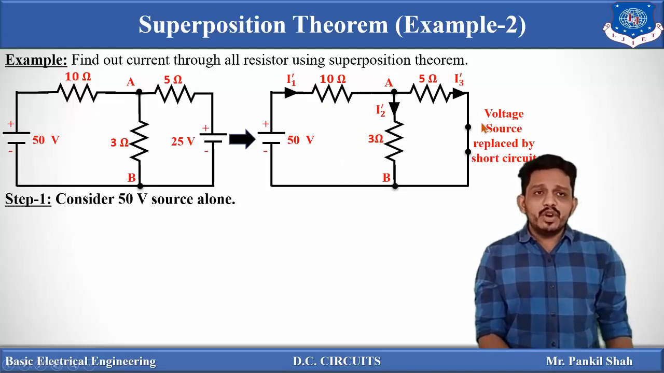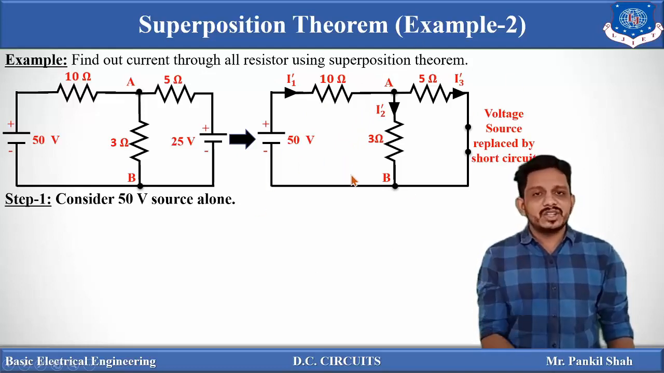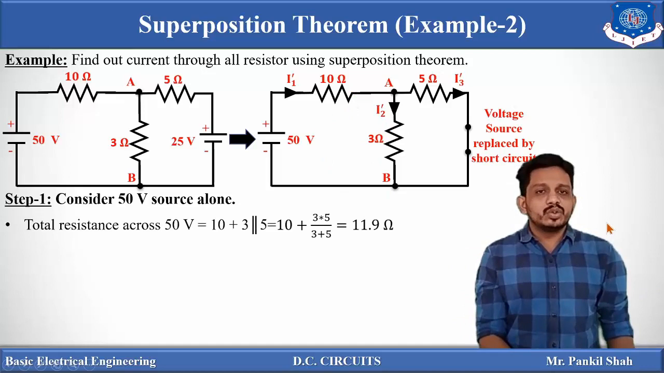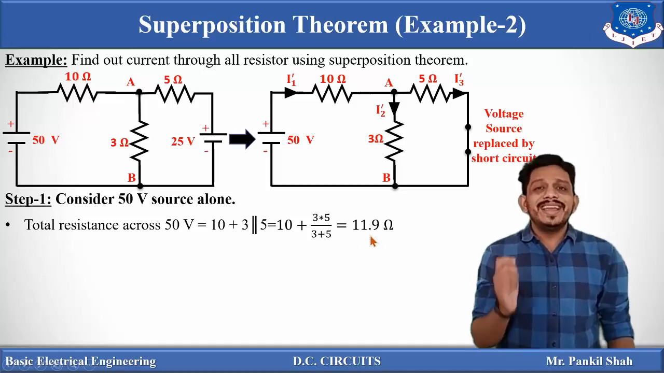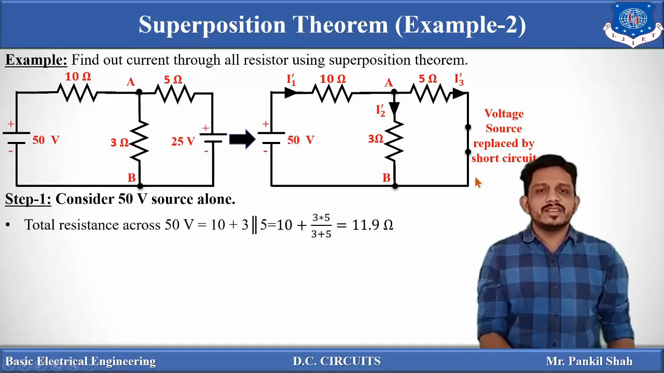Now, if you want to find all branch currents, then first of all you have to find the current drawn by this source, and that current is nothing but I1 dash. That is the total current, and that total current will be distributed into two parts, that is I2 dash and I3 dash. So basically, first of all, you need to find the total current. To find the total current, you have to calculate the total resistance. So this 5 and 3 will be in parallel and their answer will be in series with this 10. So it will be 10 plus 3 into 5 upon 3 plus 5, and their answer will be added to this 10 ohm resistance, which will give you 11.9 ohm. So you got the total resistance of this network.